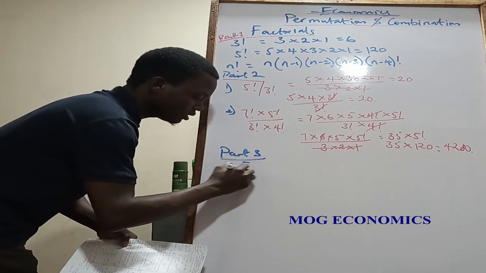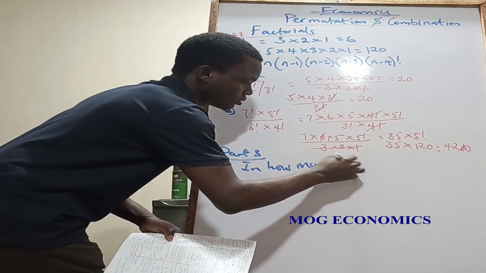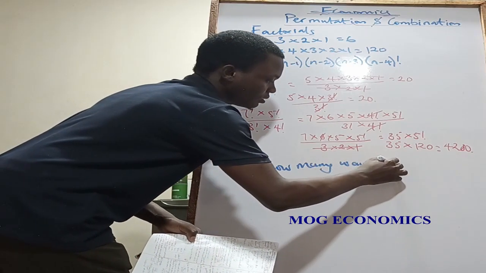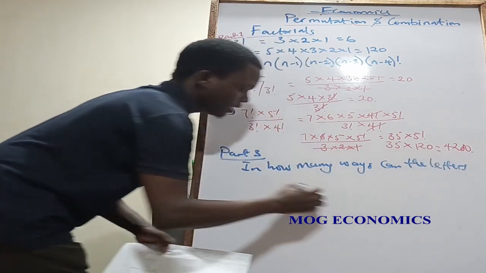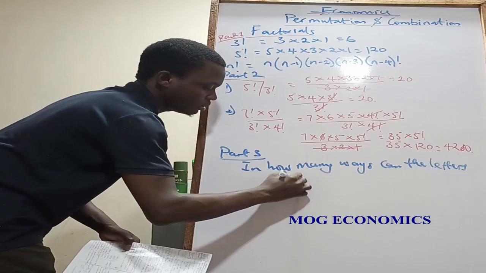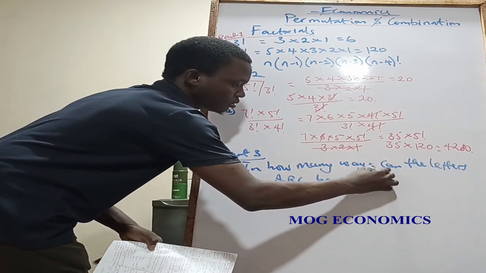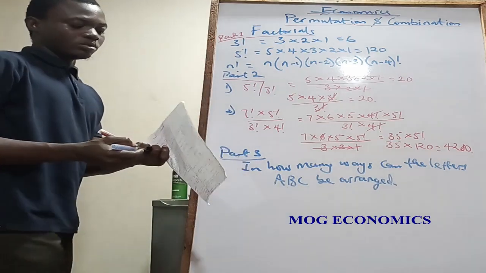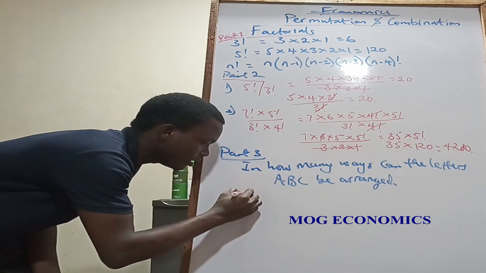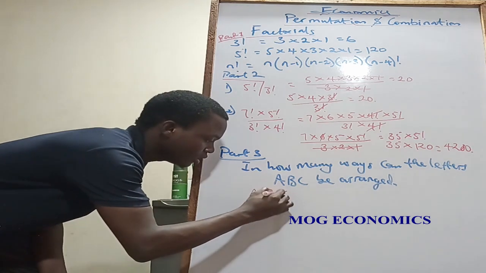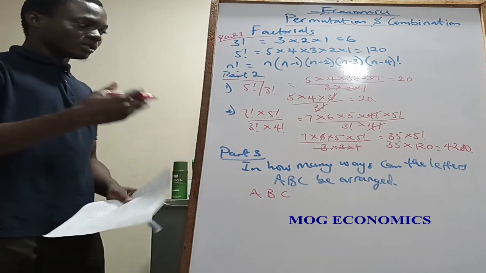In how many ways can the letters A, B, C be arranged? So here we are already doing permutation. It's permutation because it's using all the letters, right? So A, B, C. I want to link this up with permutations, like it's factorials, because there's a formula for it.